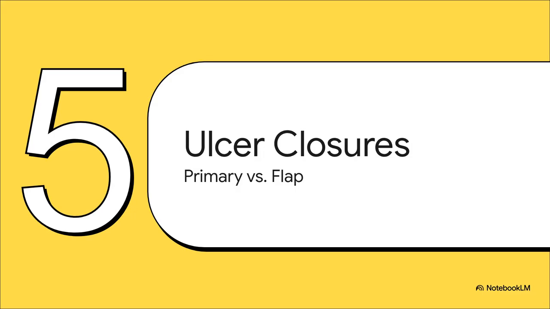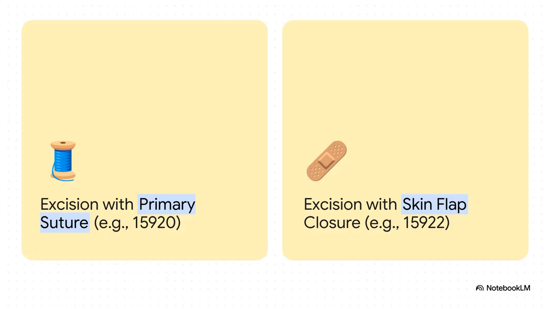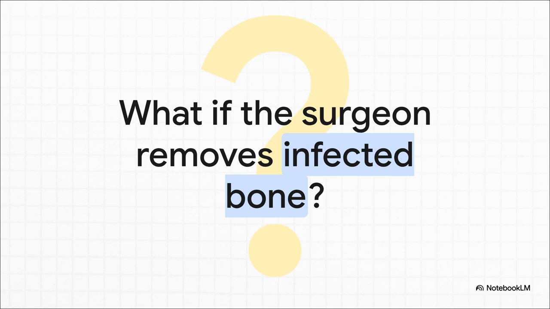Which leads right into Section 5, coding pressure ulcer closures. Getting the location right puts you in the right neighborhood, but the closure technique determines the exact house you land on. If a surgeon excises a coccygeal ulcer and just stitches the edges together, which we call a primary suture, you're looking at code 15920. But if the defect is huge and they have to pull a massive flap over it to close it up, the code changes entirely to 15922. You really have to read the operative report all the way to the very end to see exactly how they closed the wound.